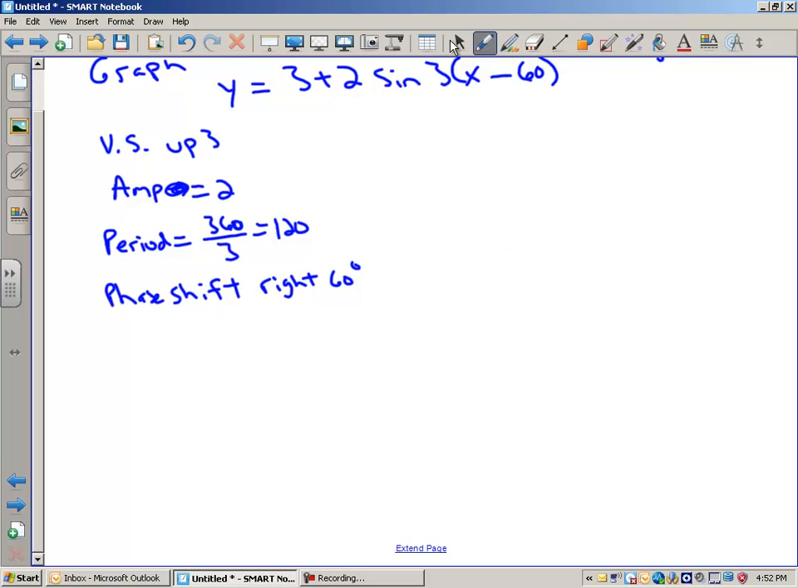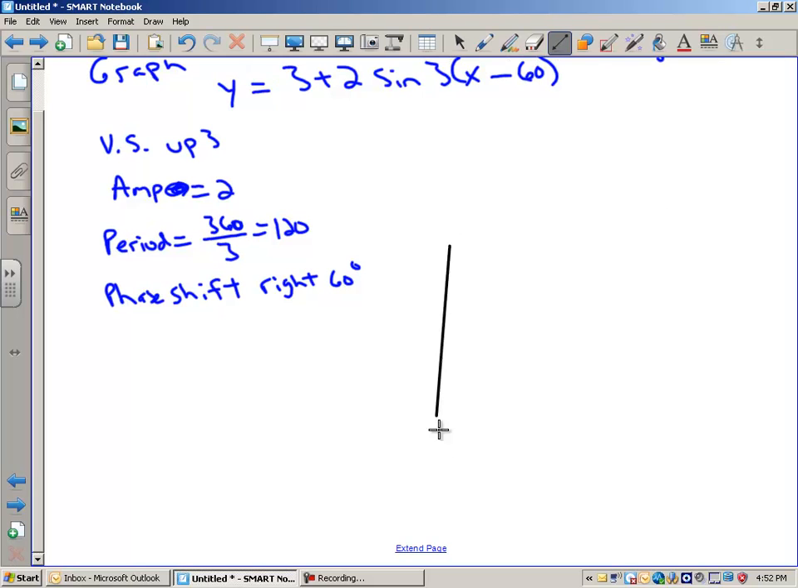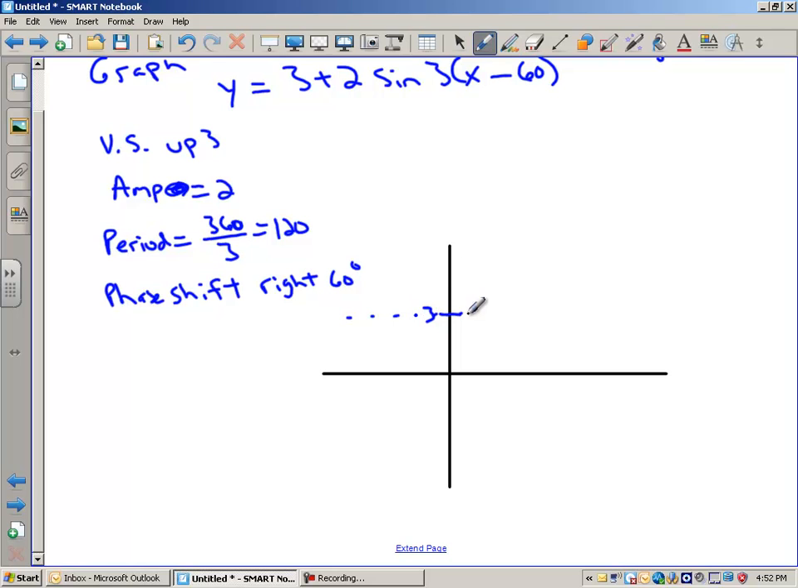First thing I want you to do is let's get an x and y axis here working. There we go. First thing I want you to do is draw, just like before, a dotted line at our sinusoidal axis, and that is up here at 3. This is going to be horizontal, the very middle of your graph. Then from there I'm going to look at my amplitude. My amplitude is 2, which means we go up 2 and down 2, and that's going to be the very top and the very bottom of my graph.